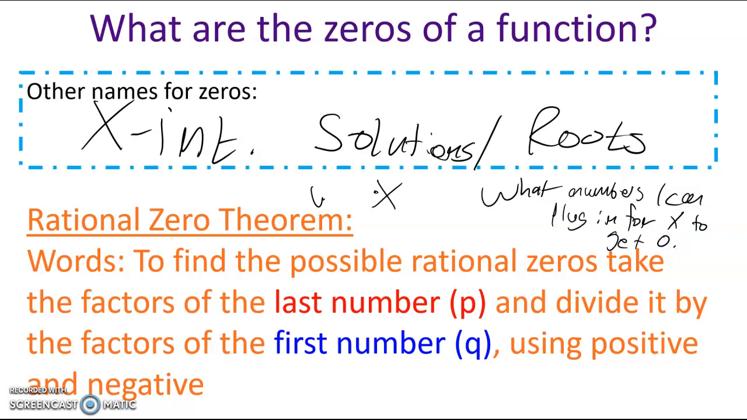Now, there's a way that we can use the function itself to narrow it down. This doesn't give us exactly all of the solutions. It gives us a list of what they can be, and that's called the rational zero theorem. It says to find the possible rational zeros, and again, this is just possible rational zeros, we take the factors of the last number, p, and divide them by the factors of the first number, q, using positive and negative numbers. So: factors of the last number divided by the factors of the first number. Let's try it out.